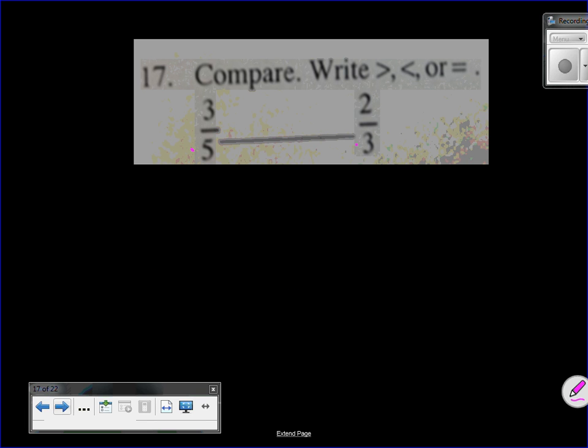Compare. We have a 5 and we have a 3. We have to stack these fractions up with a common denominator. As I'm moving around the room today in class, I'm going to be looking to see if you are stacking your fractions. It's a must. You have to stack your fractions, okay?